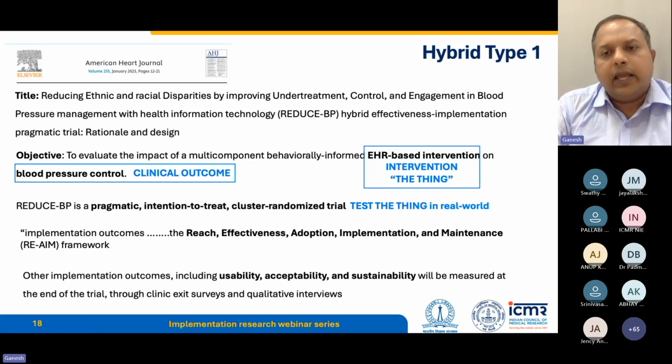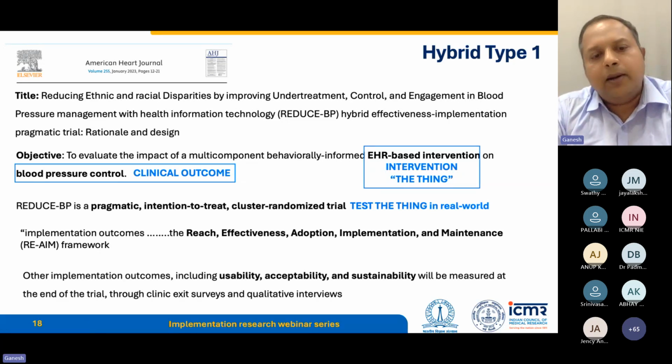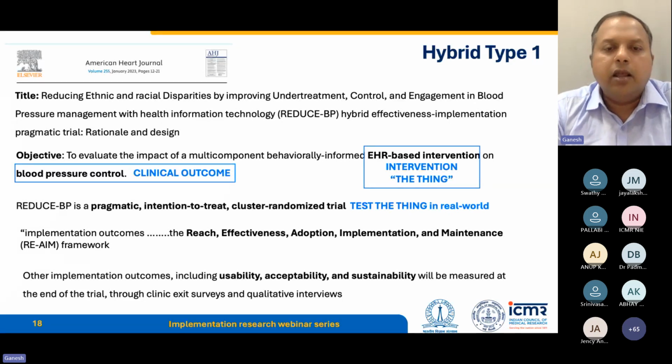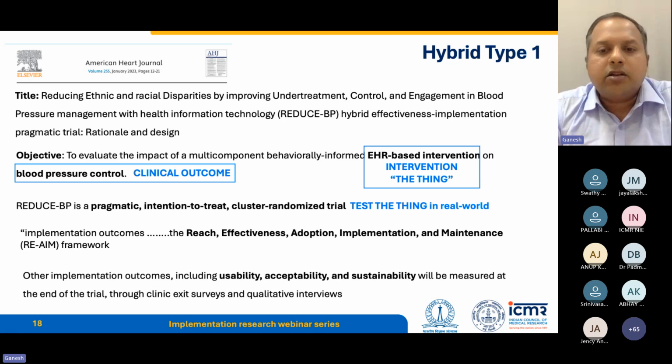And also they are gathering information on the implementation outcomes using a framework called the RE-AIM framework, because here they are trying to answer the ethnic and racial disparities. So they are gathering information on reach, effectiveness, adoption, implementation, and maintenance of the thing, which is the electronic health record-based intervention, a digital health intervention.